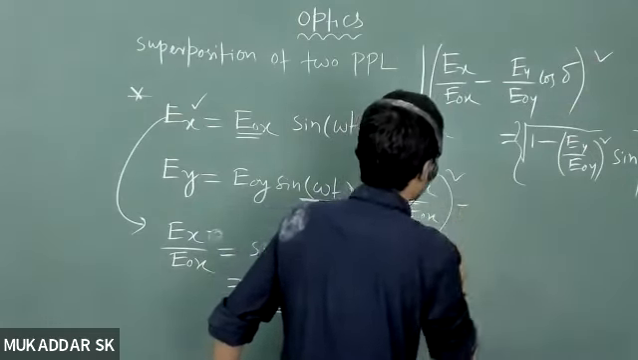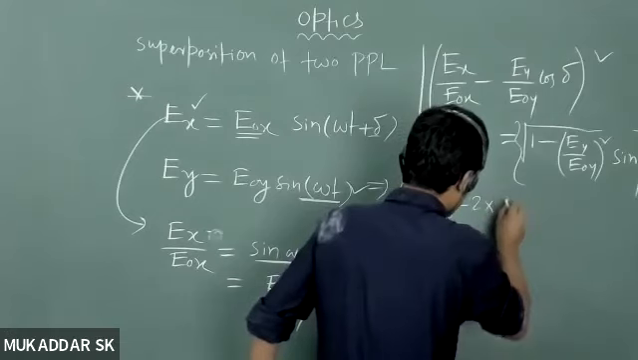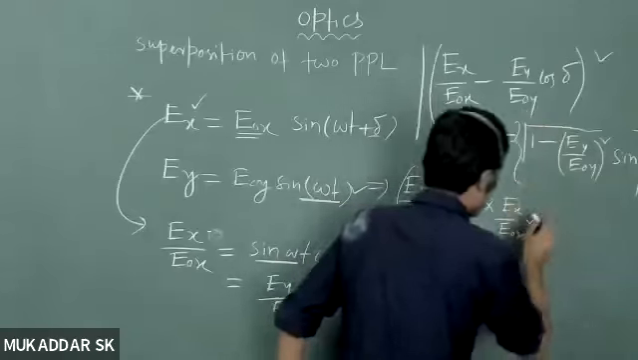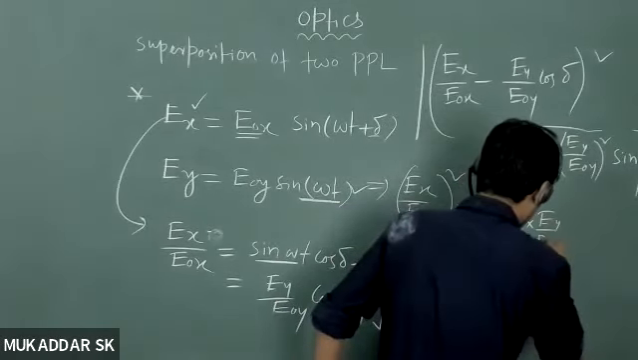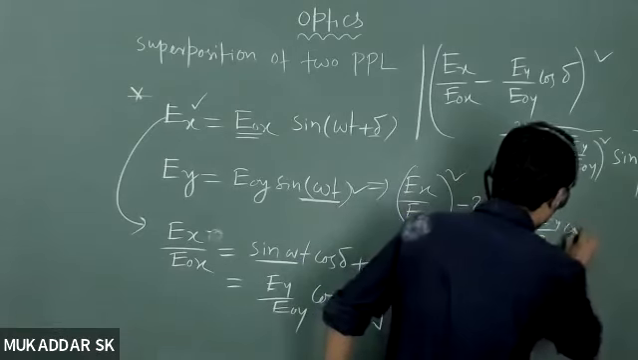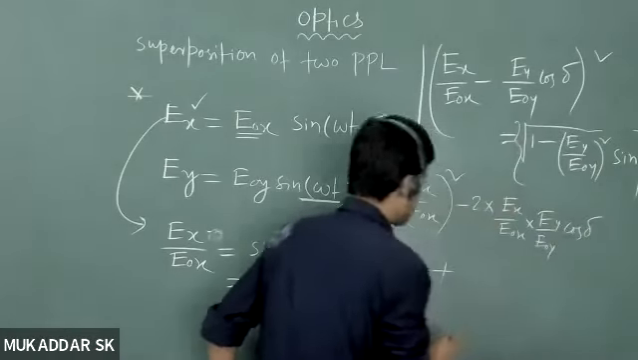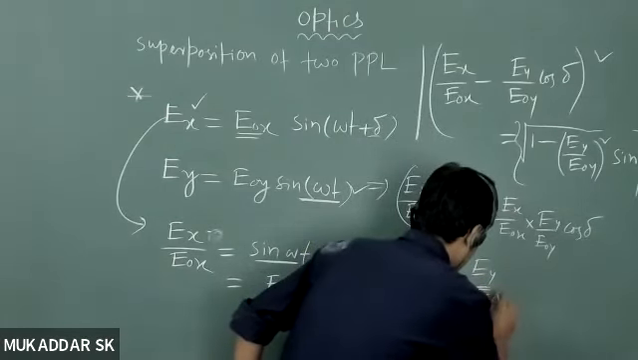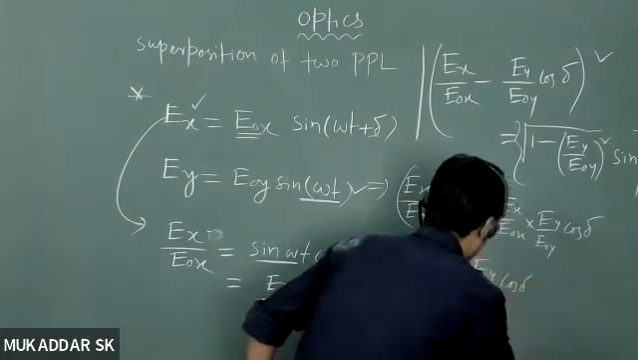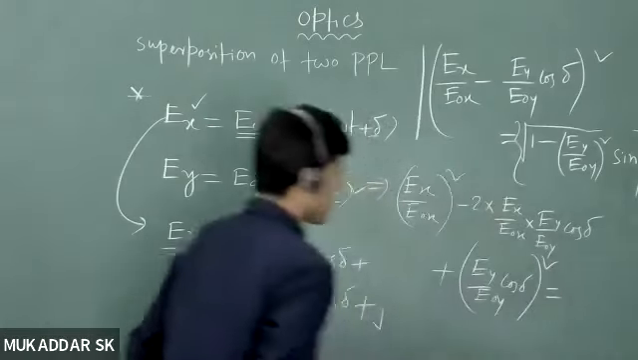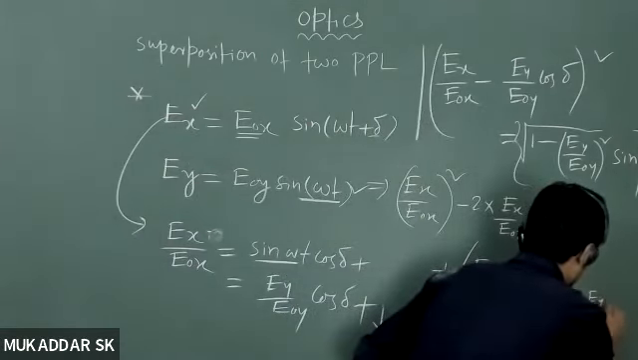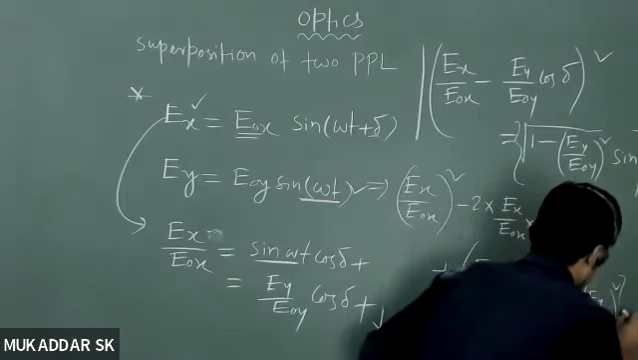So a square minus 2ab. So 2 into a is how much? That is Ex by E naught x. B is how much? B is basically Ey by E naught y into cosine of delta. Then you have b square. B square is nothing but Ey by E naught y into cosine of delta whole square. And that should be equals to how much? That should be equals to 1 minus Ey by E naught y whole square into sin square delta.